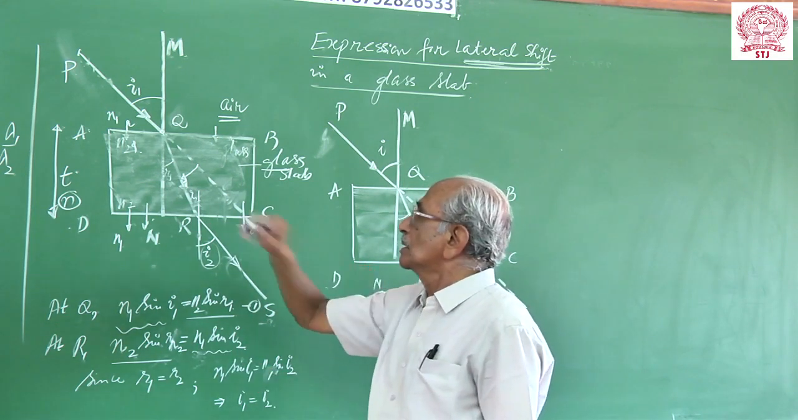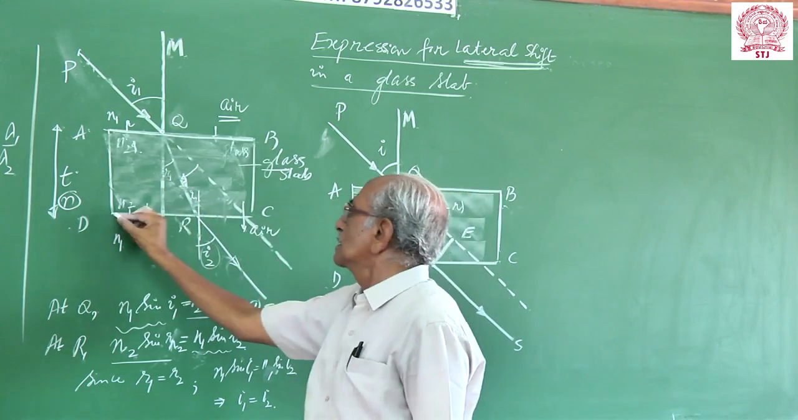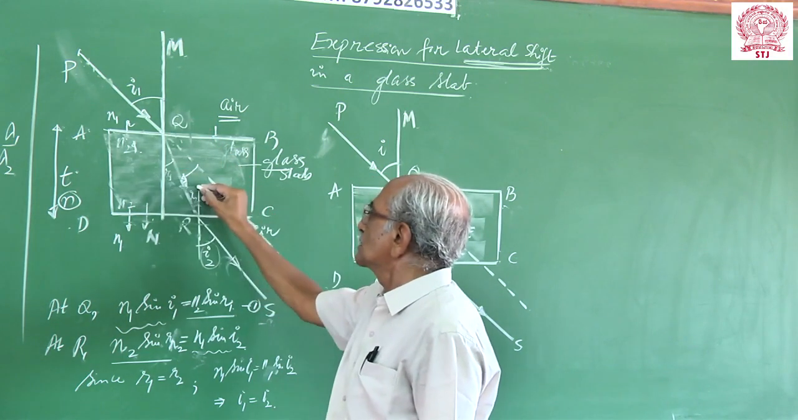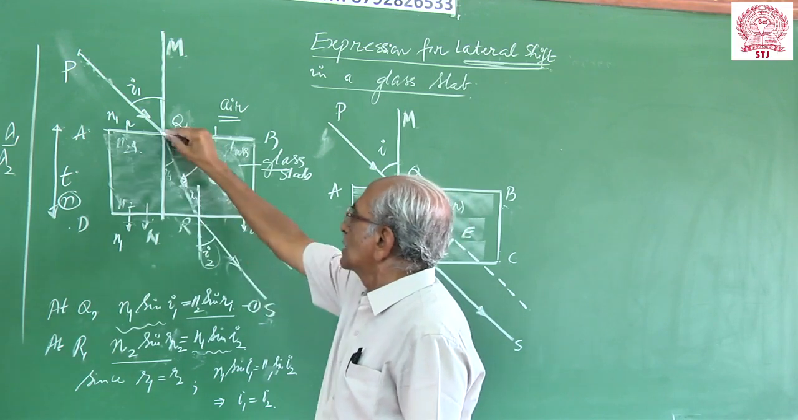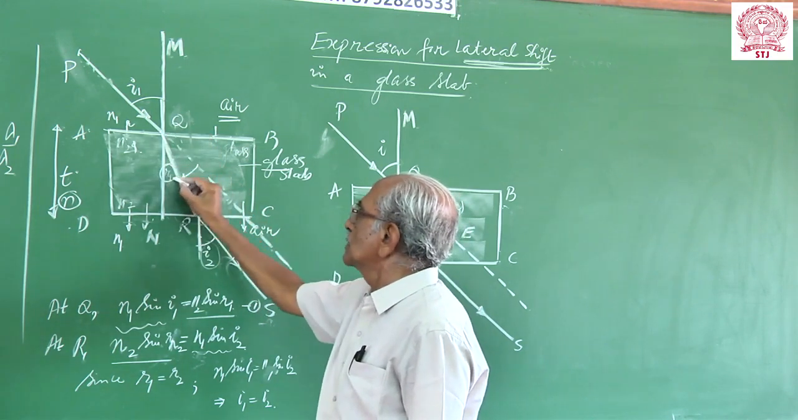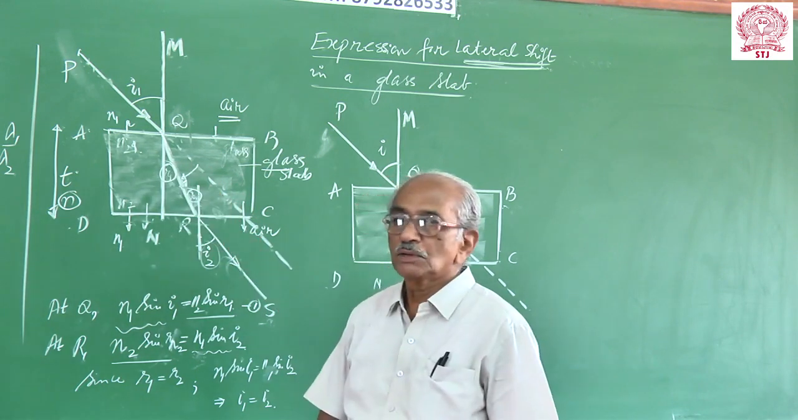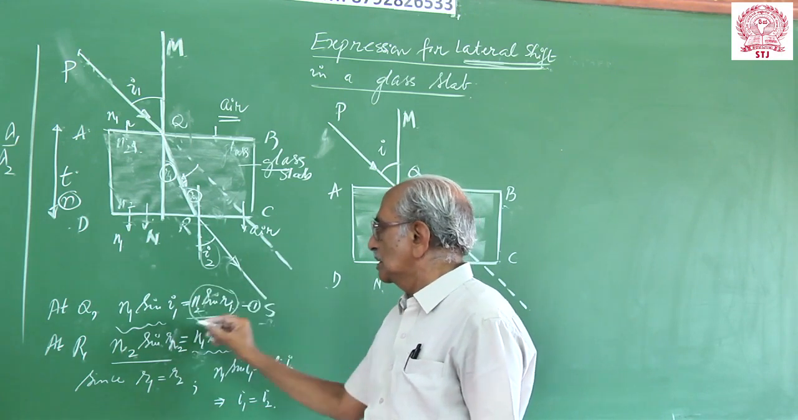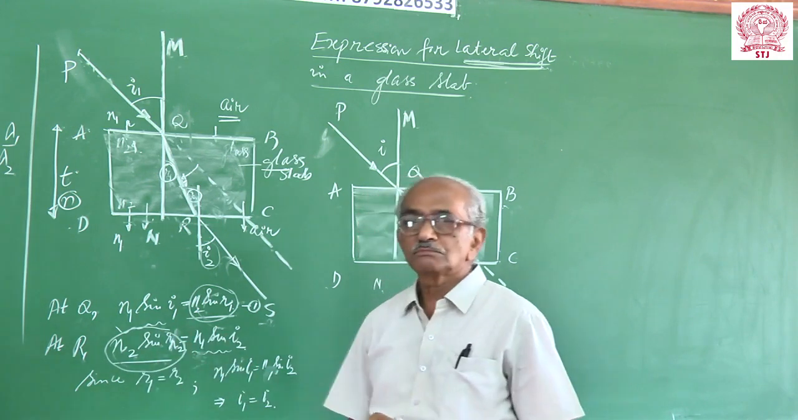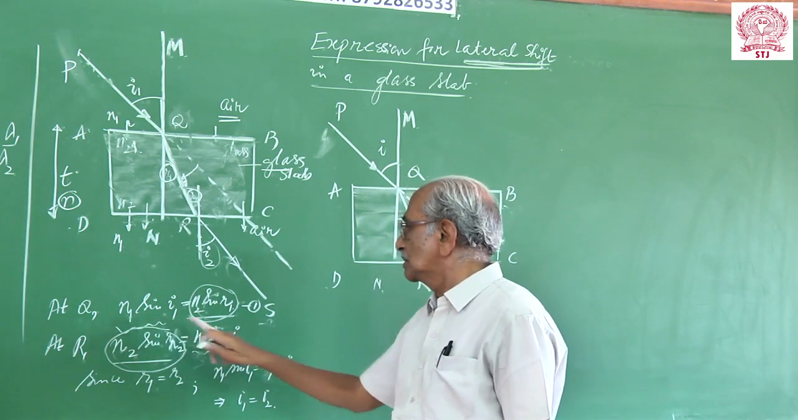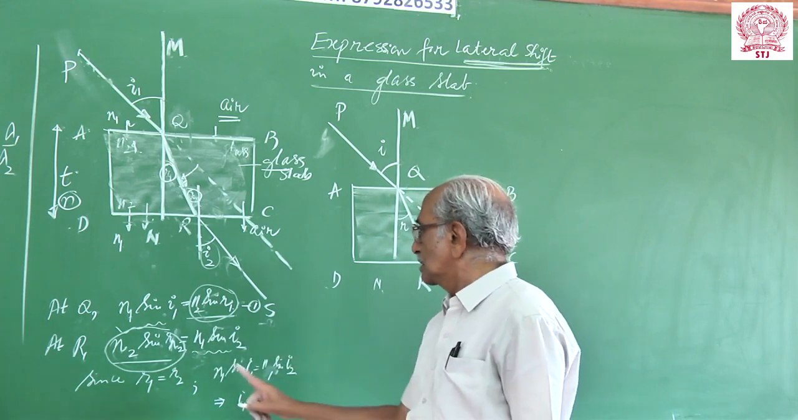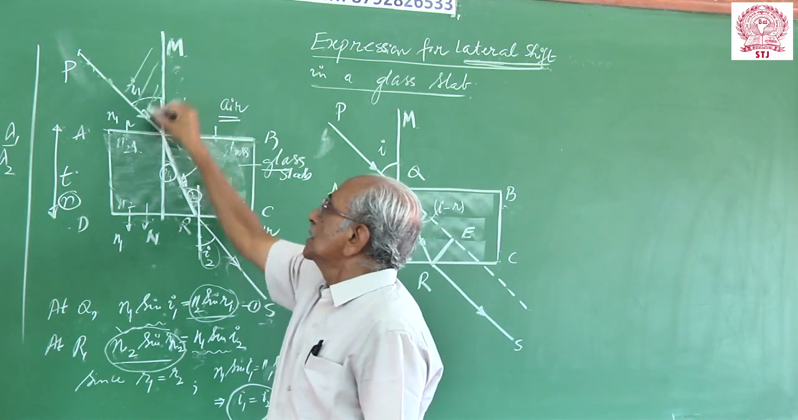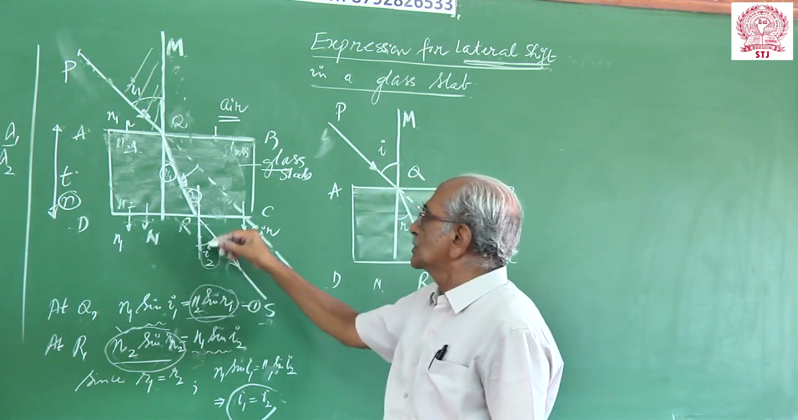Now observe the figure. These two are parallel, like this. This is normal to the surface. This is normal to the surface. These two are parallel. And this is a transversal. Therefore, R1 equals R2. So if R1 equals R2, you observe that N2 sine R1 and N2 sine R2 become equal. Hence, N1 sine I1 is N1 sine I2. Since N1 is common, it follows that I1 equals I2. That is, the angle at which it enters this slab is equal to the angle at which it leaves this slab.